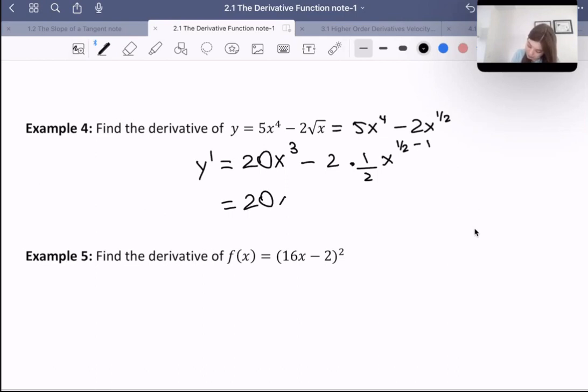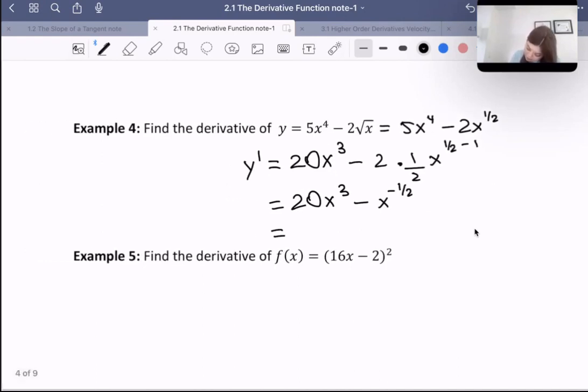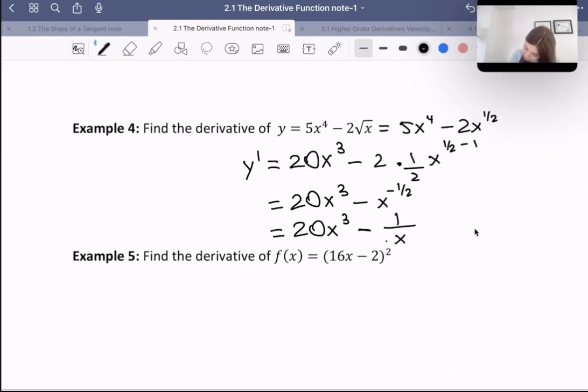And what's that going to be equal to? That's going to equal negative x to the negative 1 half, like that. Now, you could stop there, or you could go a step further and say, well, negative 1 half, that's the same as 1 over root x. So you could write it in this form, or you could keep it in the form from before. It just depends on your teacher's preference.